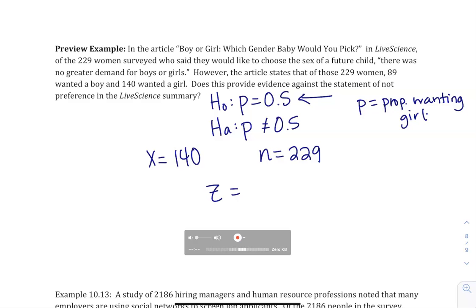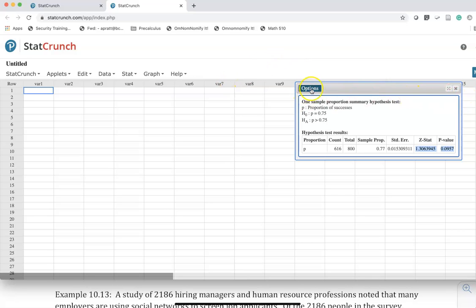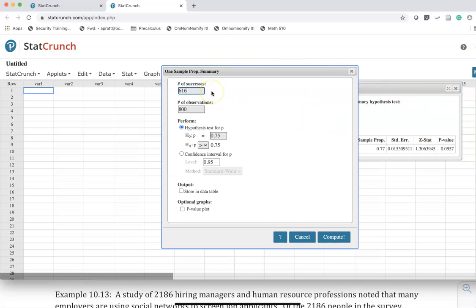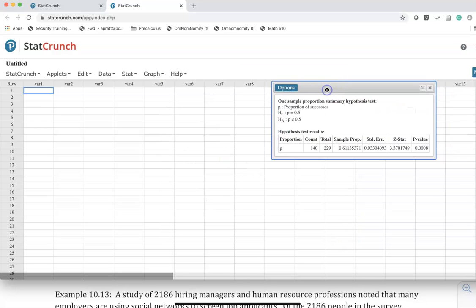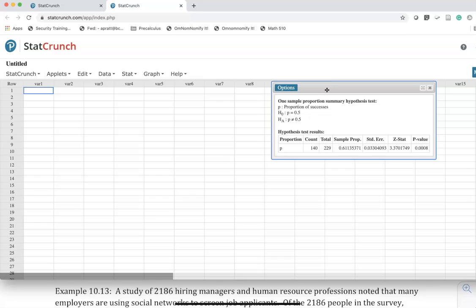Let's get our test statistic. Let's get our p-value. So let's go to StatCrunch. And I'm just going to change this one. So we had 140 out of 229. And we're looking for, was it half and half, no difference? Or was it actually different? And we see a test statistic of 3.37 and a p-value of 0.0008.